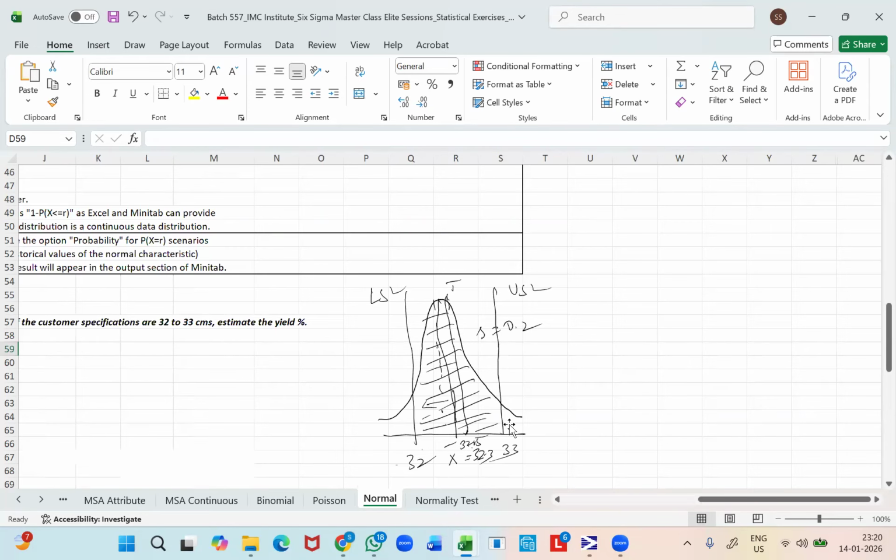In order to find out the area between 32 and 33, first and foremost, I will find out the entire area to the left of 33, which also includes the area extending beyond 32. From that, if I subtract the area to the left of 32, I'll be getting the area between 32 and 33. So the same logic will be applied here as well for calculating the yield percentage.